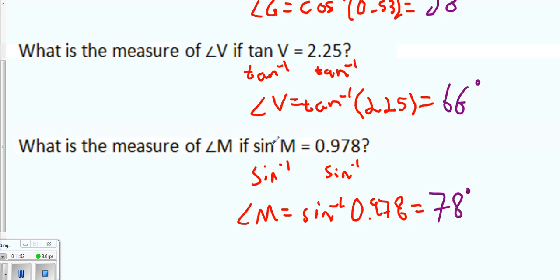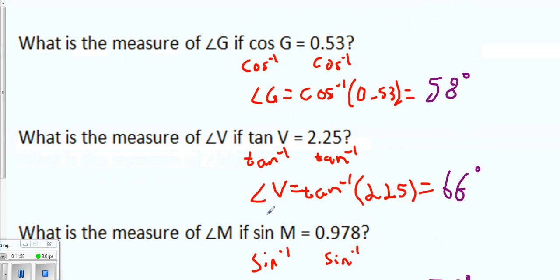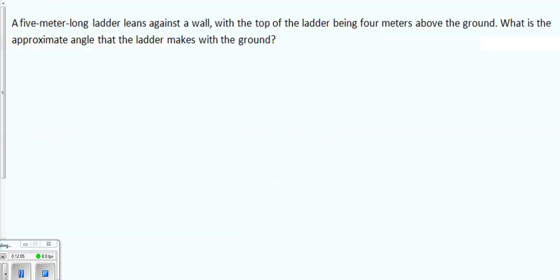So if we know the sine of a certain angle, we can find that angle just by using inverse sine. Same thing, if we know any of the trig ratios of an angle, you can use the inverse trig ratio to find that actual angle.